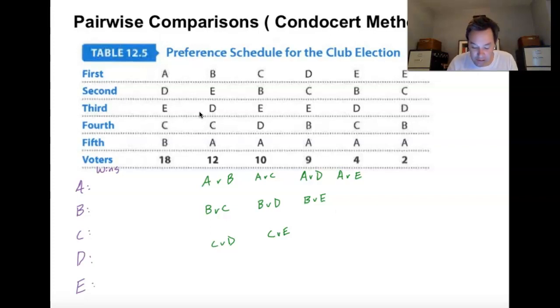So each time we go through, we're just going to pay attention only to the 2 candidates. Whoever ranks highest in that column gets those votes. So let's do AvB. Column 1 goes to A. Candidate A has 18.